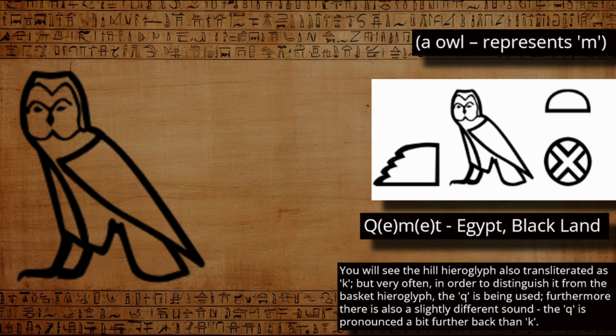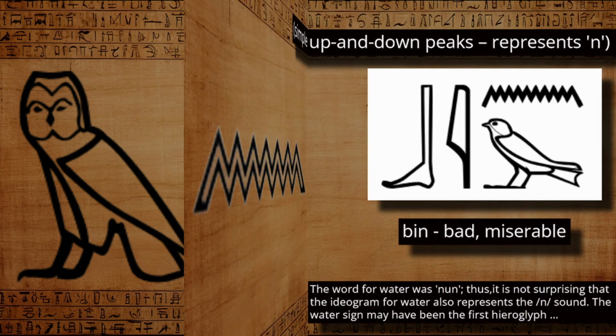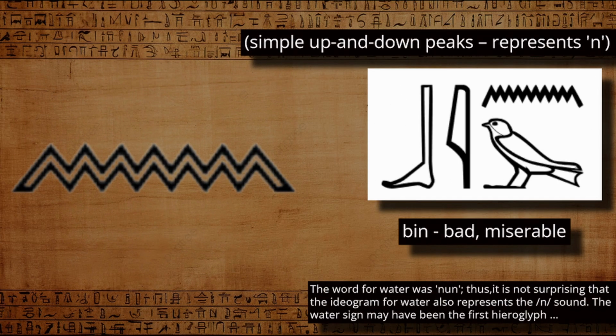And there's another K sound, which is usually transliterated as K, with a Q. This one comes from further back in the mouth than K. The word Kemet means Egypt or Black Land. Next, just simple peaks representing N. We can go through this rather quickly, as most of these symbols are now familiar. The final hieroglyph here, again another ideogram, and we have the word bin, meaning miserable.